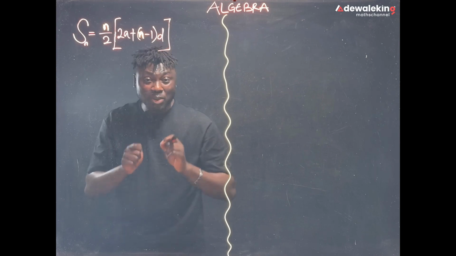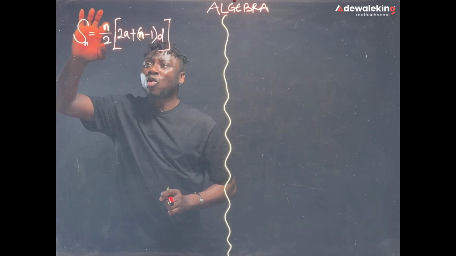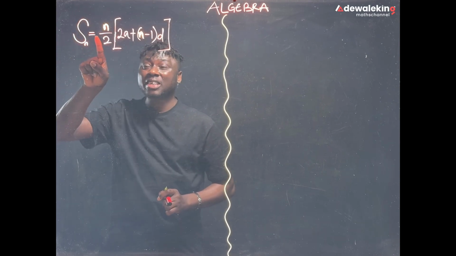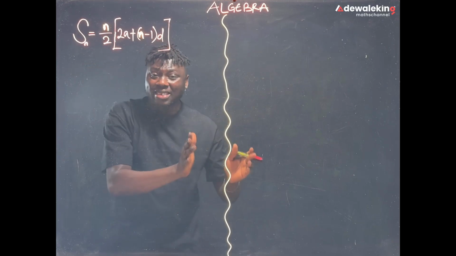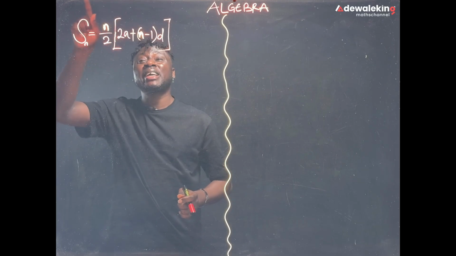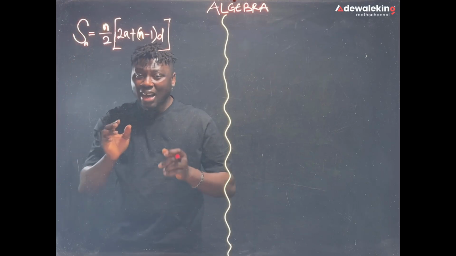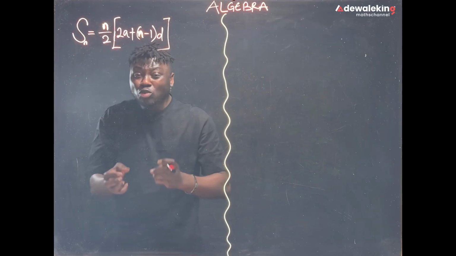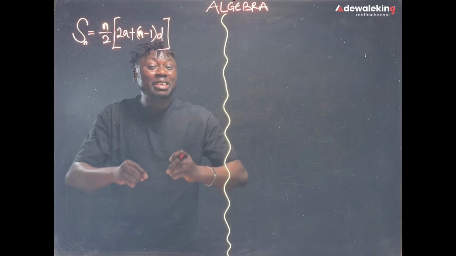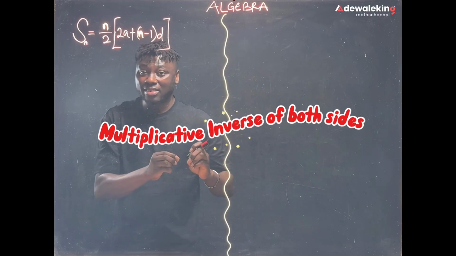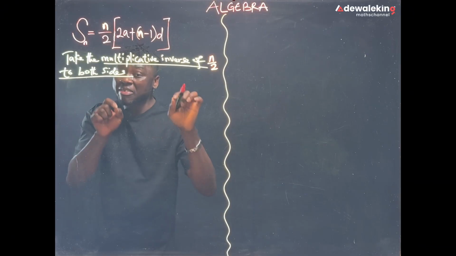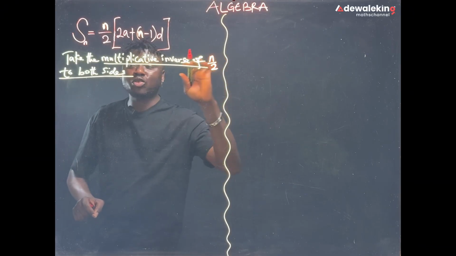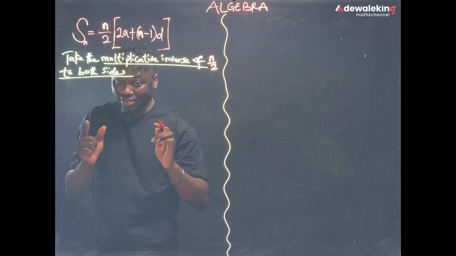Our first encounter is n over 2 immediately after the equality sign. So this n over 2 from the right hand side has to be brought to the left hand side. How are we going to do that? The best way to do that is to take the multiplicative inverse of both sides. So we'll take the multiplicative inverse of n over 2 to both sides as thus.